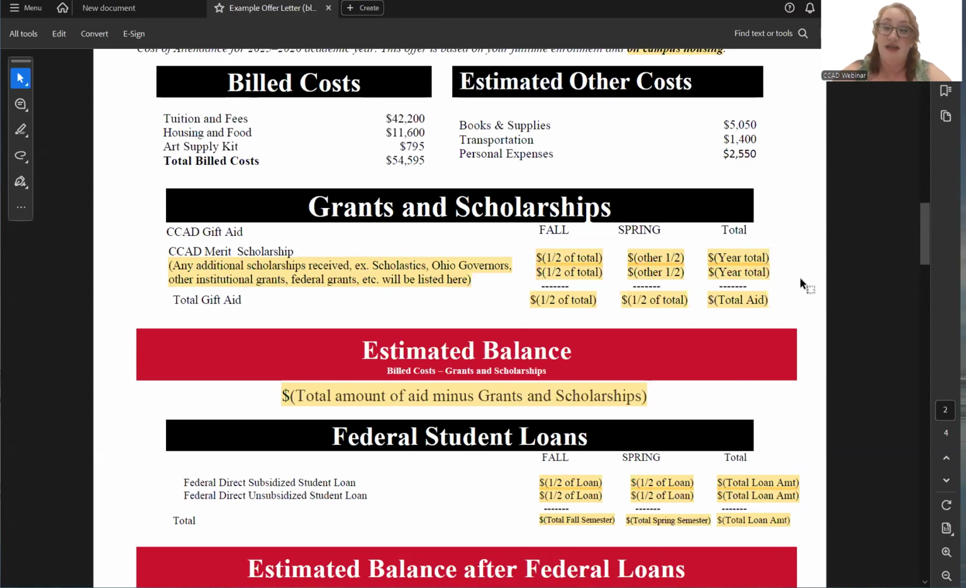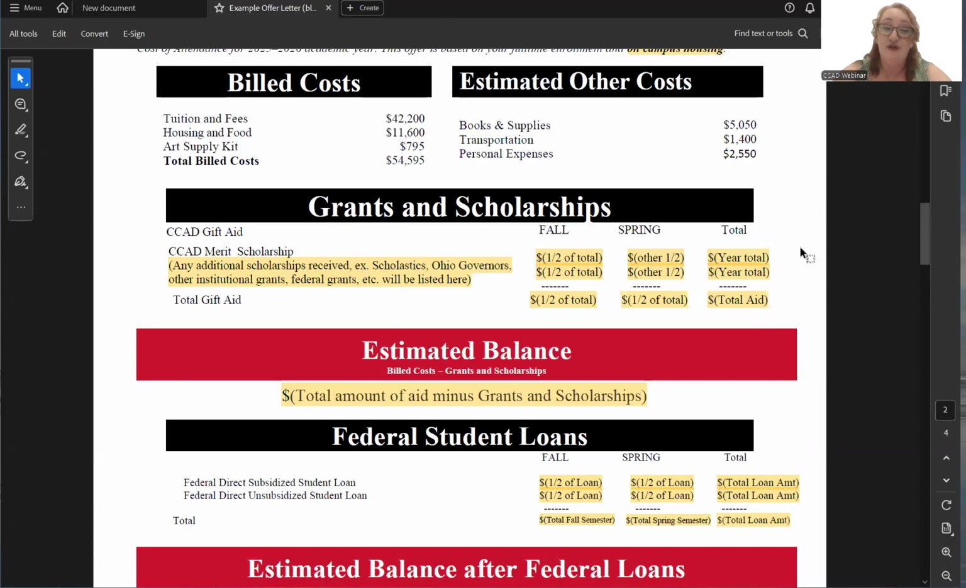You'll notice that the numbers are actually split in half between the fall semester and spring semester. You are going to be paying tuition at the beginning of fall semester and the beginning of spring semester. So we do tell you how much money in total that you're going to be receiving per year. But just realize that half of this amount is going to be taken off of the fall semester tuition payment and the spring semester tuition payment, all right?